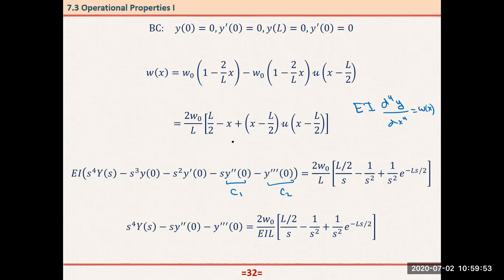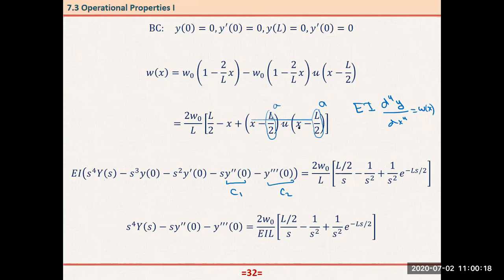So its Laplace transform is 1 over s times L over 2. And how about this x? That is 1 over s squared. And here we have the unit function, which is equal to 1 over s squared times e to the power minus L over 2s. So this L over 2 in the formula, what is it? It is our a. And also this thing is our a.